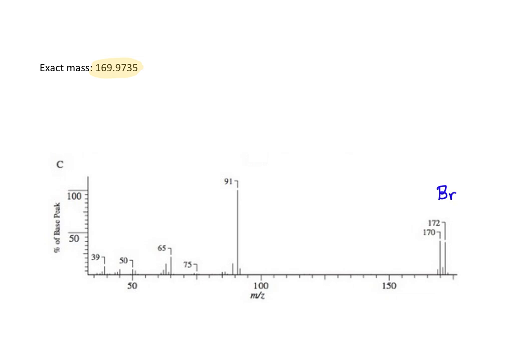The exact mass is for the lower atomic mass isotope at 170. Therefore, we subtract the isotopic mass for bromine 79 to get the remainder. Note that this matches the base peak fragment at 91. If we divide the remainder by 12, that gives us 7 carbons and 7 hydrogens as a candidate.